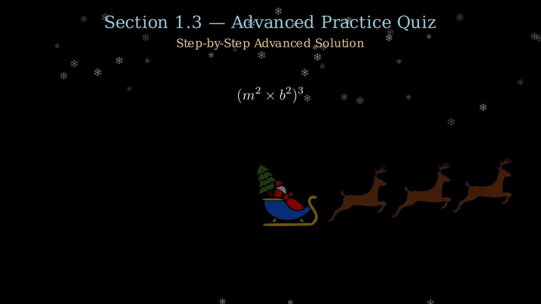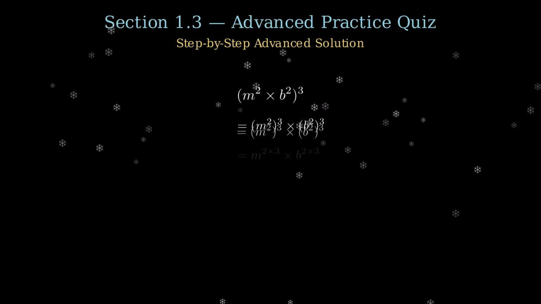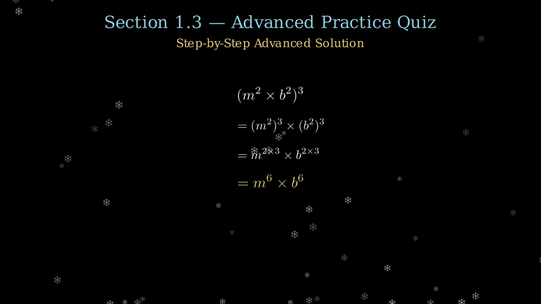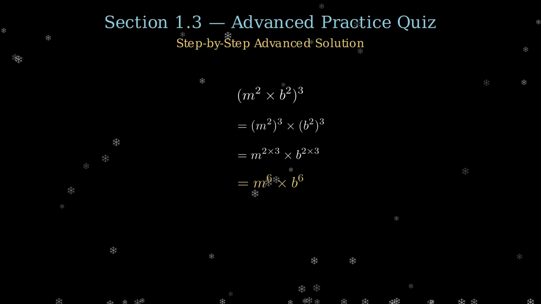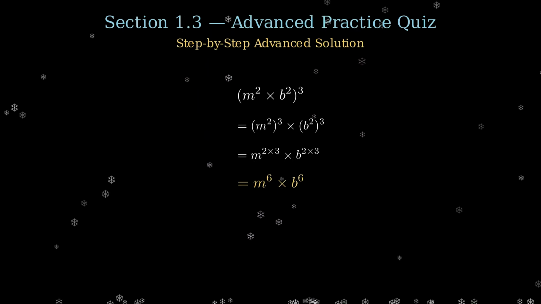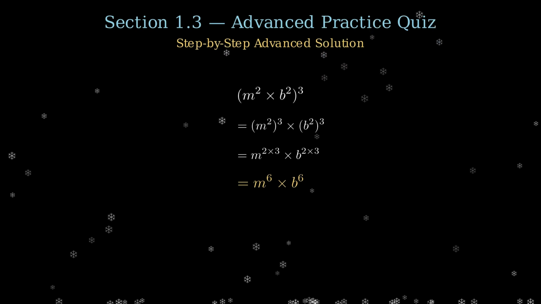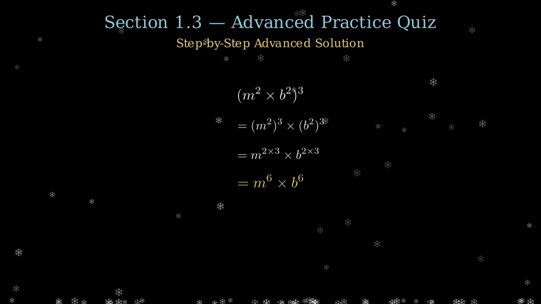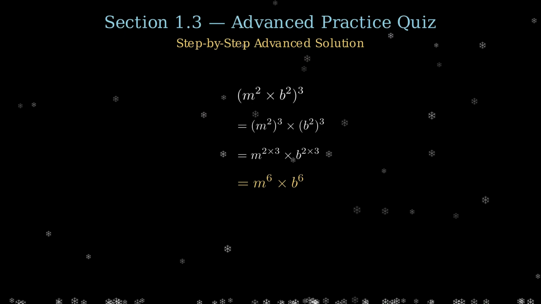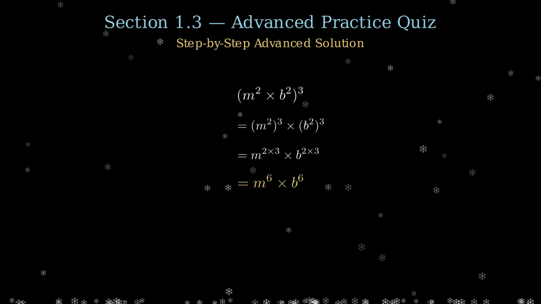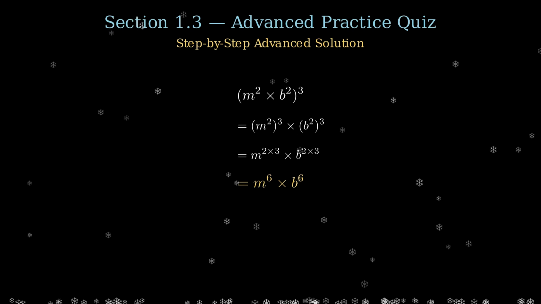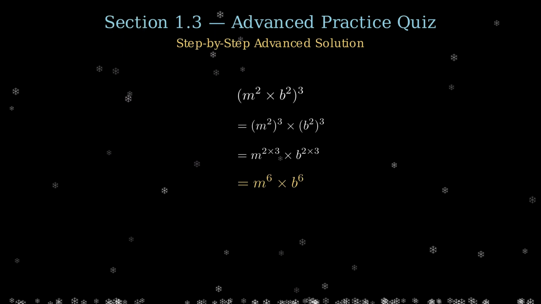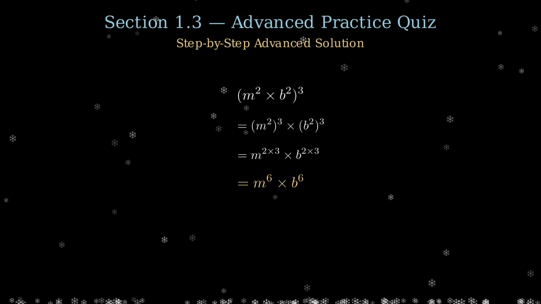First, according to the product to a power rule, we must distribute the outside exponent 3 to both individual elements inside the parentheses. This gives us m squared raised to the third power, multiplied by b squared raised to the third power. Next, we apply the power to a power rule. For m, we multiply the exponents 2 and 3, resulting in m to the sixth. For b, we also multiply 2 and 3, resulting in b to the sixth. Our final simplified answer is m to the sixth power times b to the sixth power.